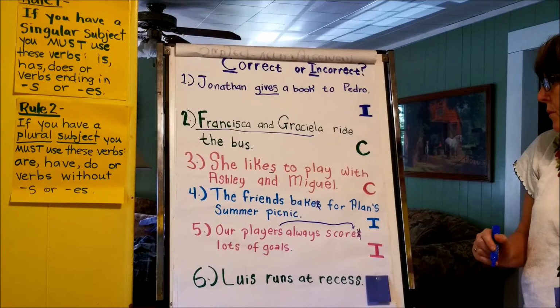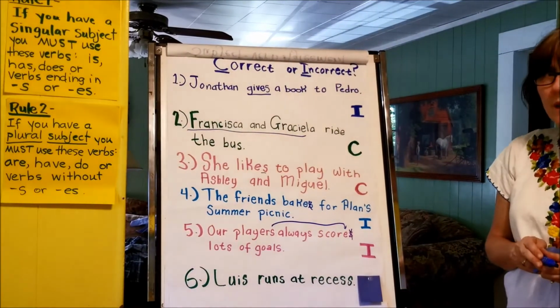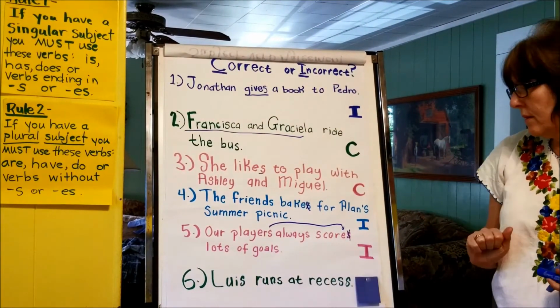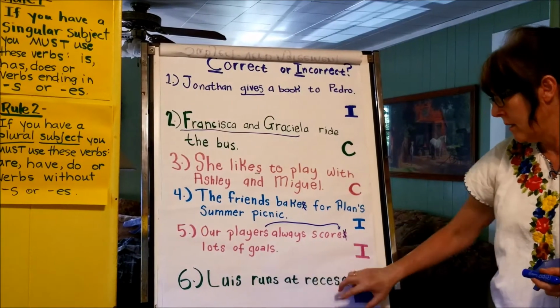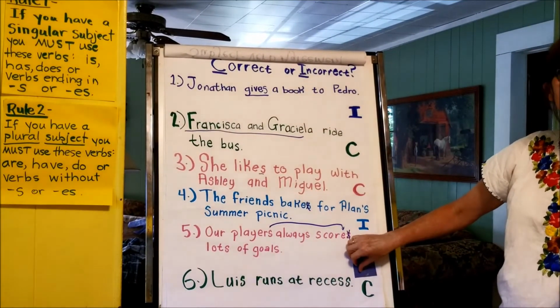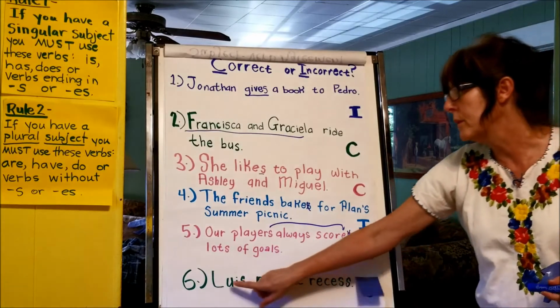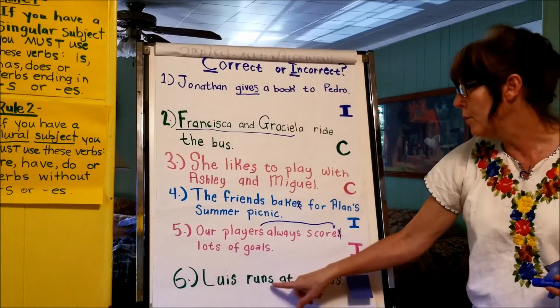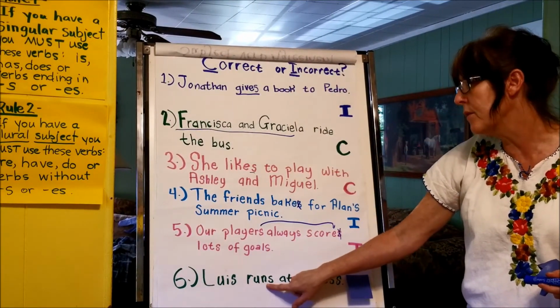Last one. Luis runs at recess. Who runs at recess? Thumbs up, thumbs down. Is it right? It is. Yes, it's thumbs up. It's correct. Because Luis is one person, singular, so runs, which is what he does, the verb, does have an s on it.